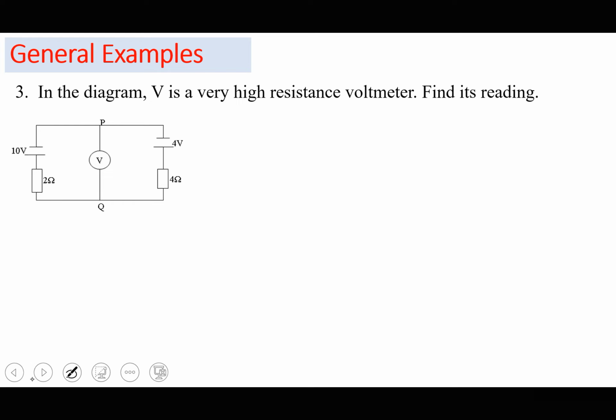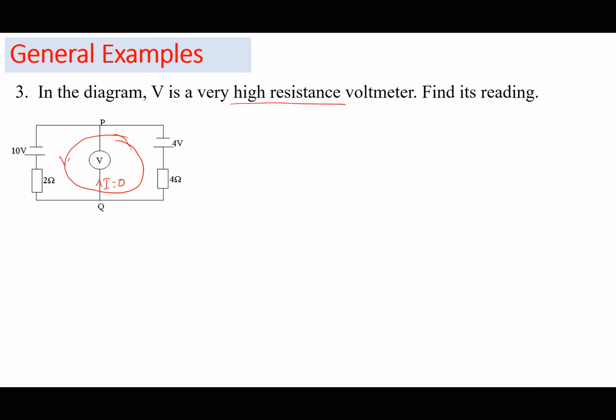Example 3. In the diagram, V is a high resistance voltmeter. Find its reading. So to find the PD V, or the reading of the voltmeter, first of all, I can find the current in the circuit. Because it's a high resistance voltmeter, I can assume that the current flowing through it is approximately 0. But I can draw a loop in here which eliminates the voltmeter to find the current.